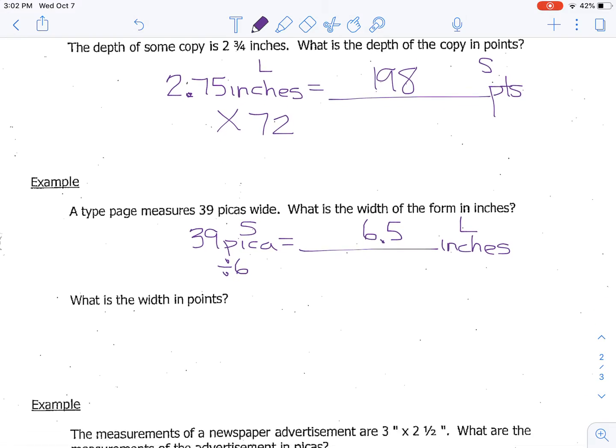The next part of this question, we could either go back and use the 39 and do it, or we can keep going from where we're at and say 6.5 inches. And it says, what is it in points? So inches are larger, points are smaller. That means that we are multiplying, and for inches and points, we're multiplying by 72. I get 468 points.